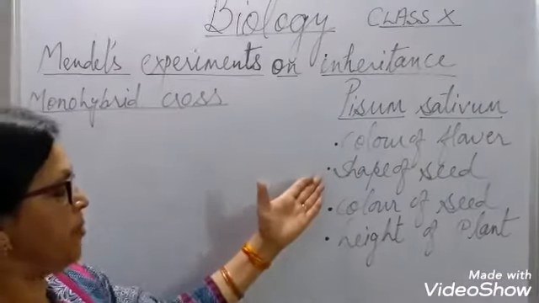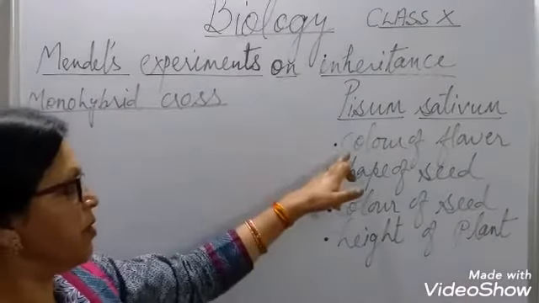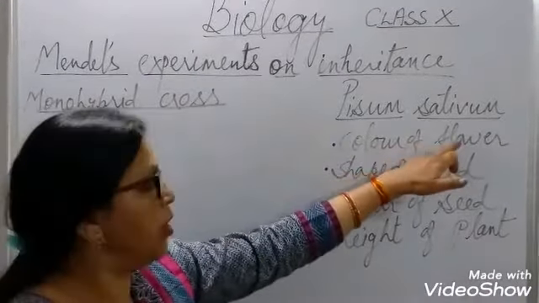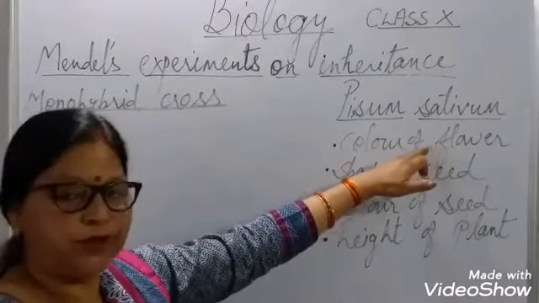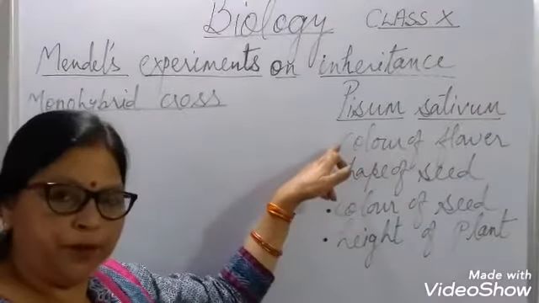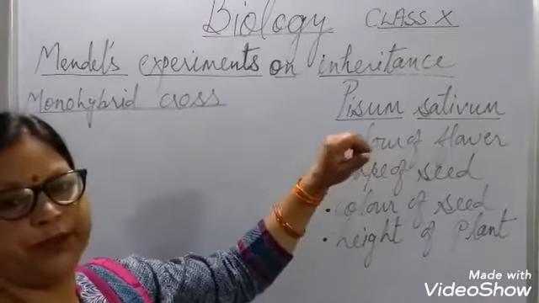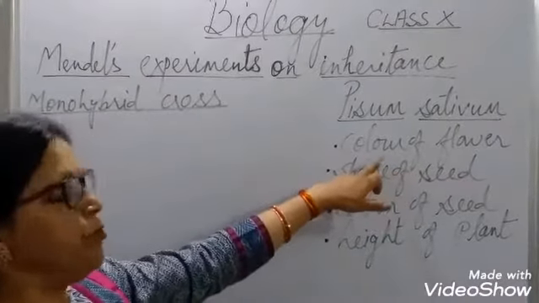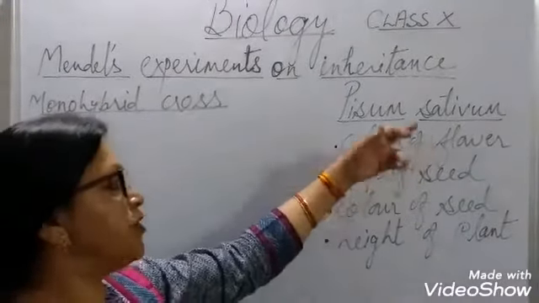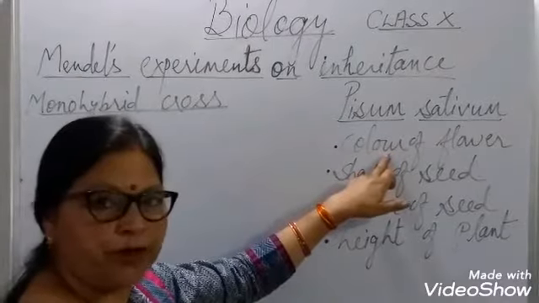As Pisum sativum had all these characters, color of flower. Now color of flower is character. It has 2 alternative forms. Color may be purple or color may be white. So these purple and white, these are 2 alternative forms. They are called traits of same character, color of flower.